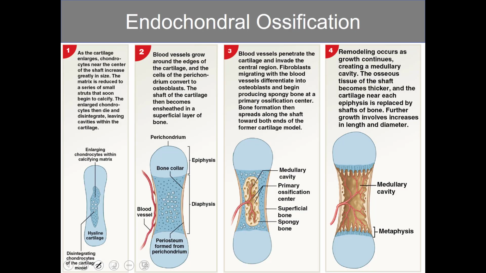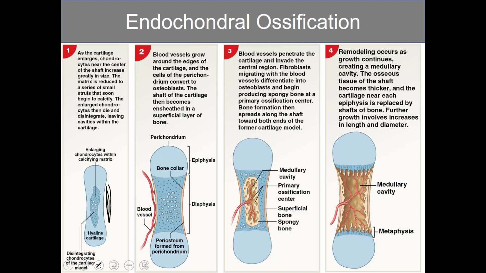The first step is that we begin with this cartilaginous scaffold or framework, and the chondrocytes within the center of the diaphysis begin to enlarge. Remember, the diaphysis is the shaft of any long bone. As they enlarge, the matrix surrounding the chondrocytes is reduced to pretty much small struts, and those struts begin to calcify. The enlarged chondrocytes die and disintegrate, and they leave cavities where the lacunae were.